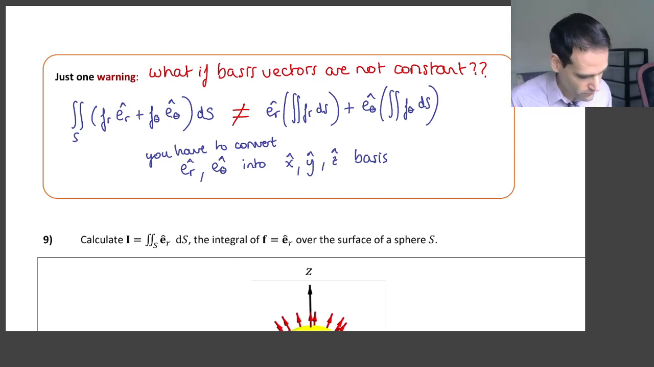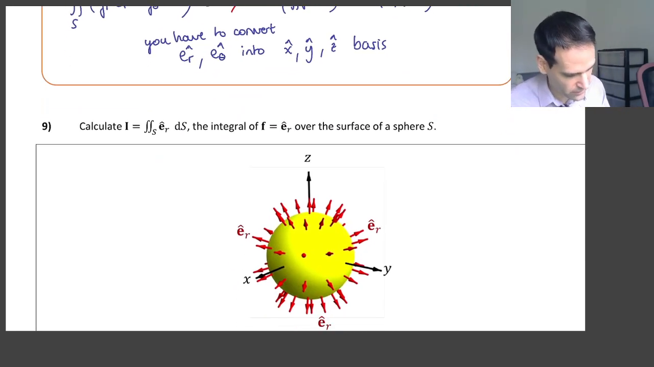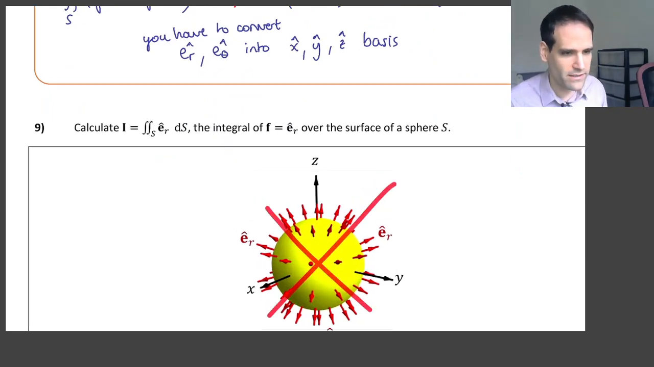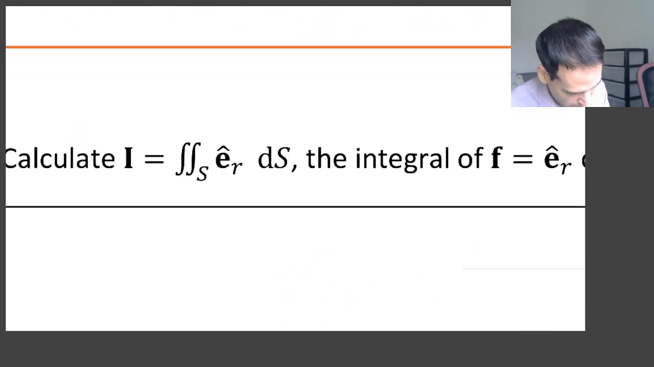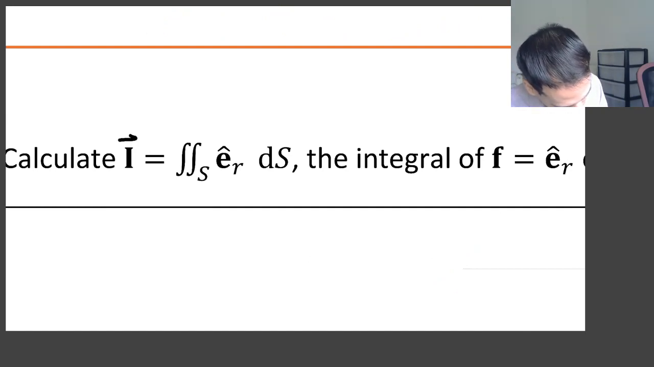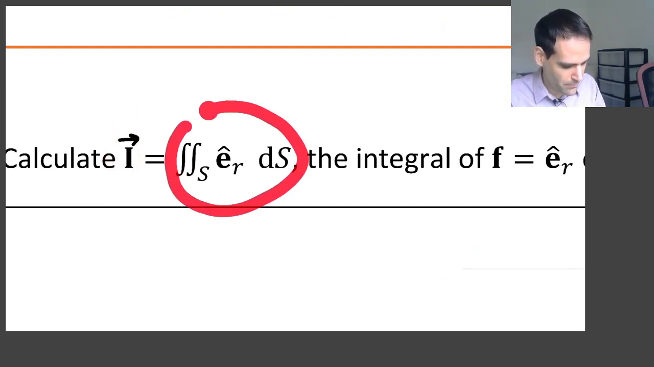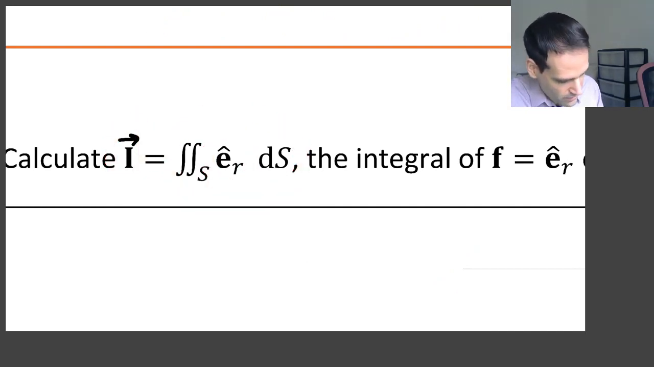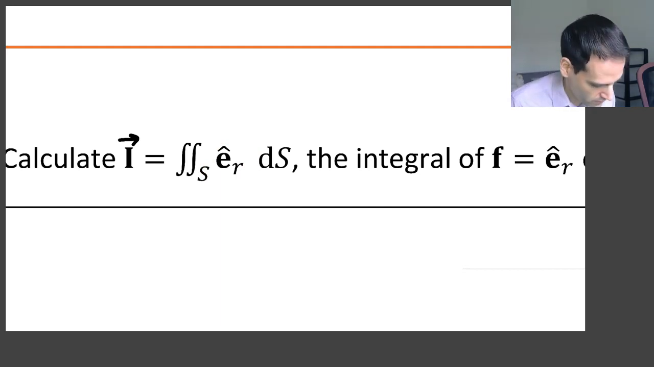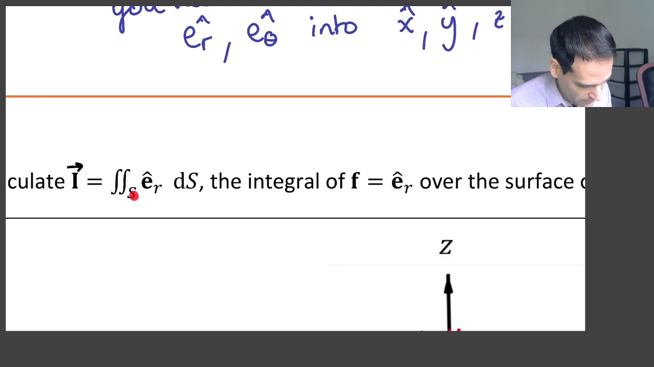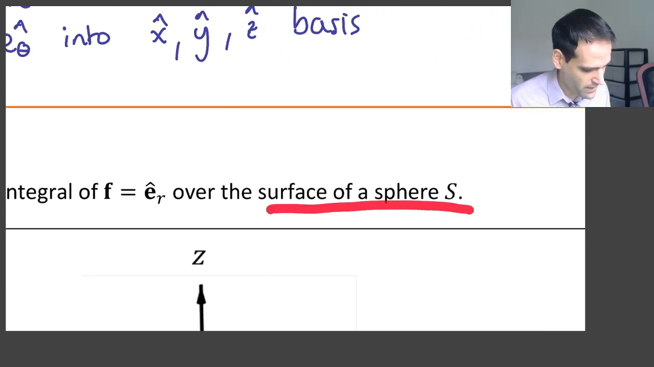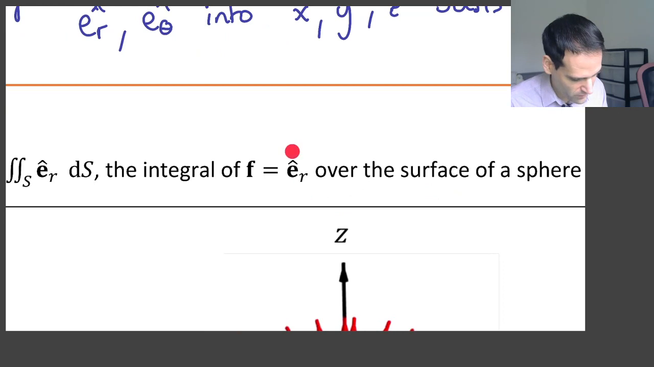For example, imagine that I ask you this, and forget for a moment that you are not seeing this picture, just look at the question. Calculate this integral. Now notice that this is bold, so this is a vector. Okay, so the integral whose result must be a vector because I'm integrating something that has direction, yeah? So it's the surface integral over dS of the e_r hat unit vector, okay? And what is the surface? So the surface is the surface of a sphere S. So I'm asking you to integrate e_r hat vector over the surface of a sphere.